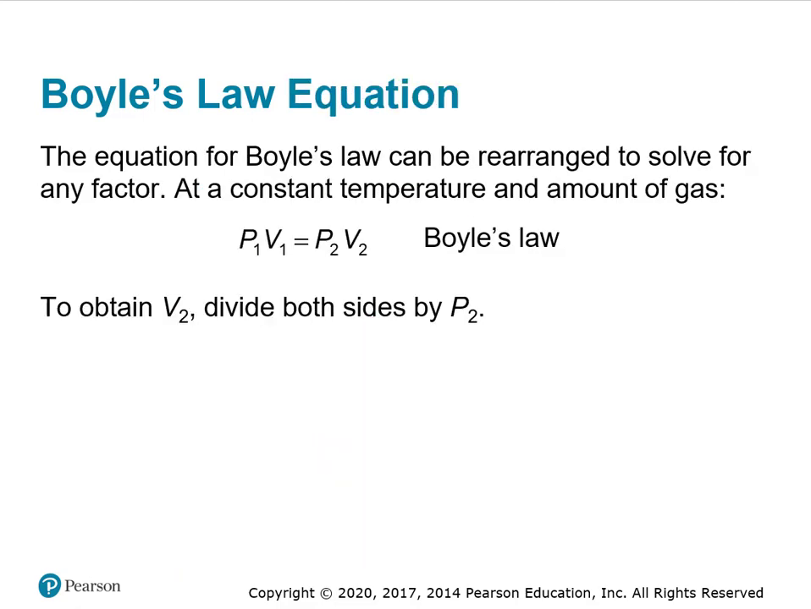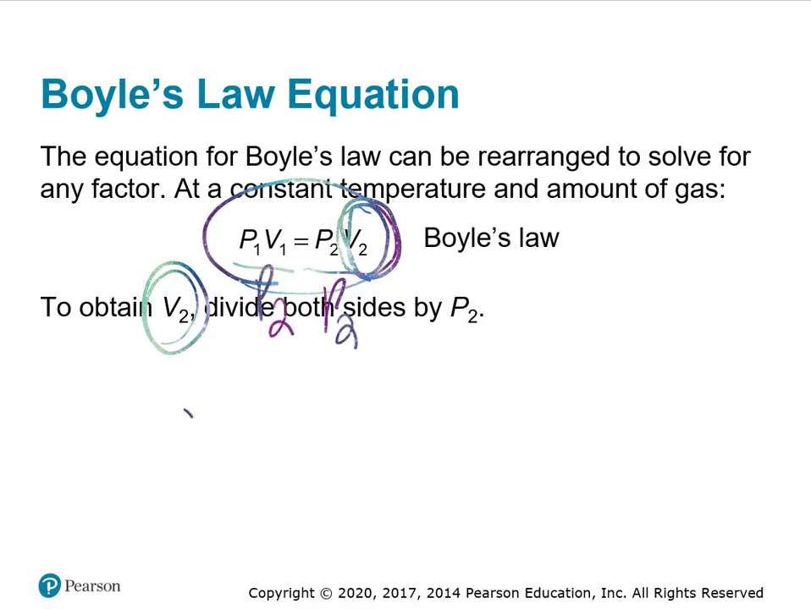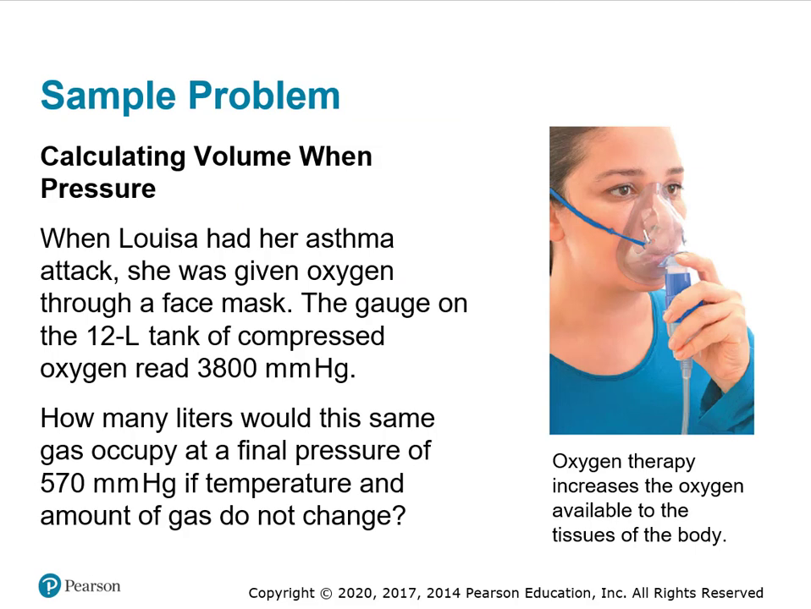If you don't like plugging in your numbers before solving for the equation, you can solve for whichever variable you would like first. Let's say we wanted to solve for V2. We could go, okay, to get V2 by itself, I need to divide both sides by P2. So we could say that V2 is equal to P1V1 over P2, and then you could plug in your data. Let's look at a sample problem.